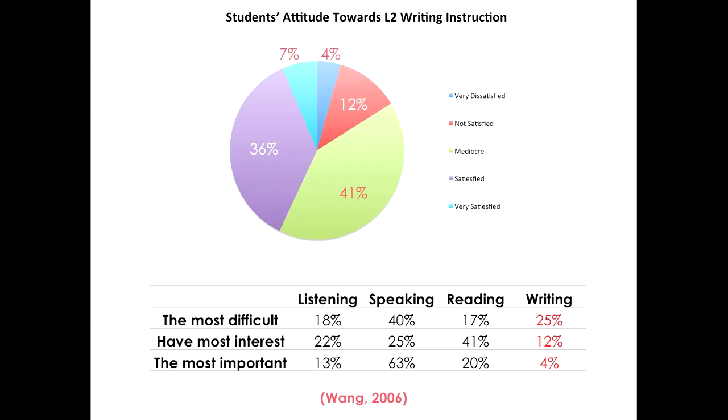The chart below compares students' attitudes towards listening, speaking, reading, and writing. We can see 40% of students feel speaking is the most difficult one, while 25% of students are troubled with writing. Only 12% of students have interest in writing, and only 4% of students believe L2 writing is the most important skill. The message is simple and clear. L2 writing is difficult, but students do not care. They don't like it, nor do they value it.